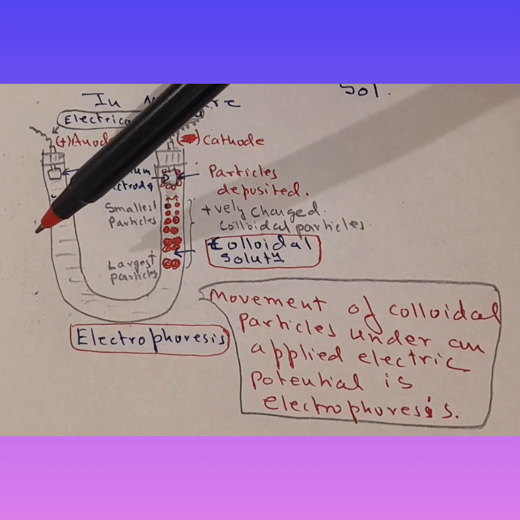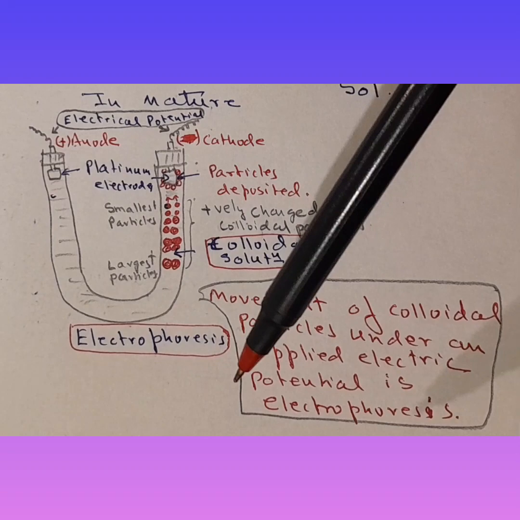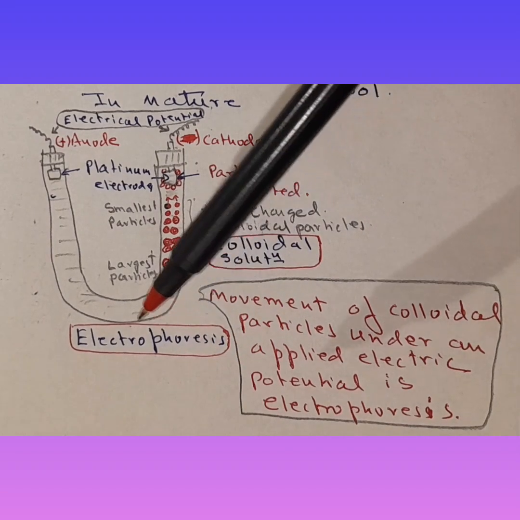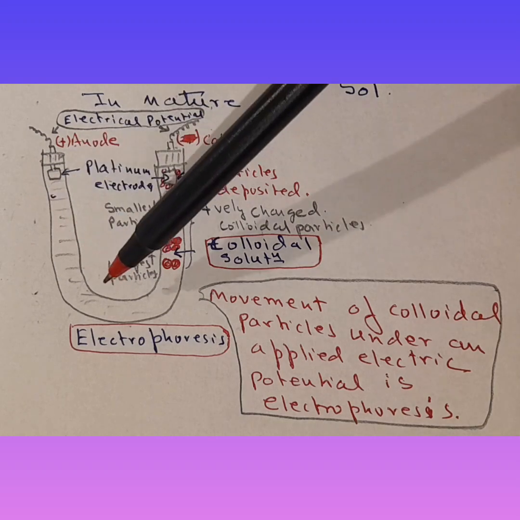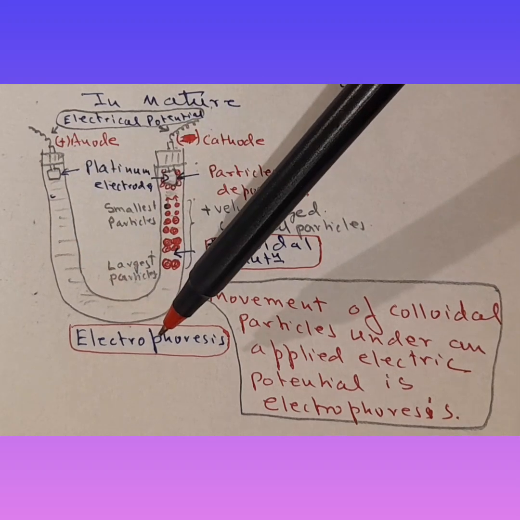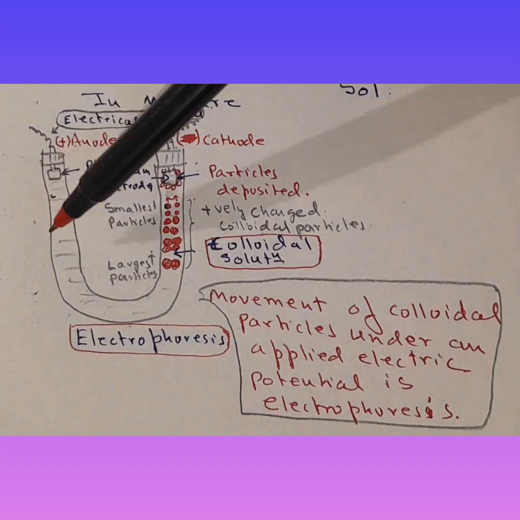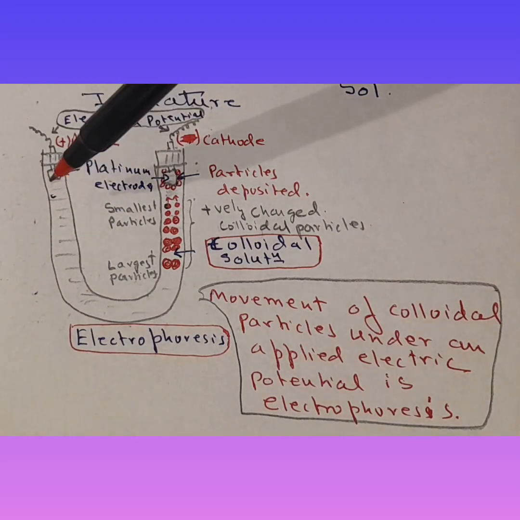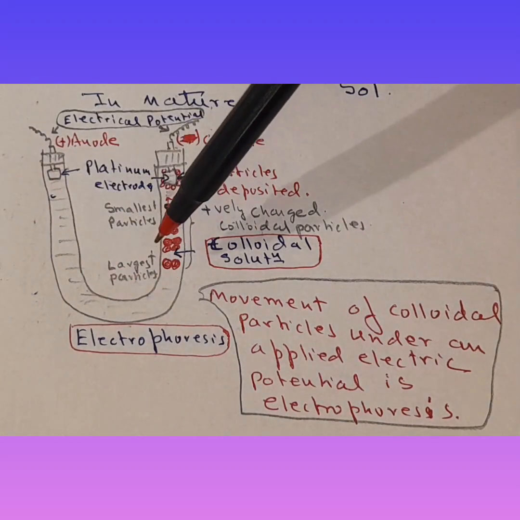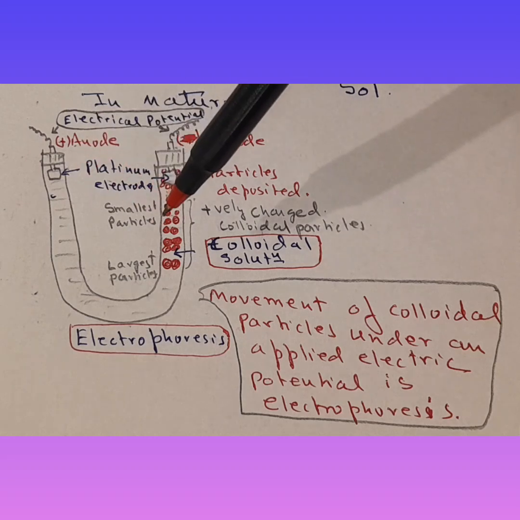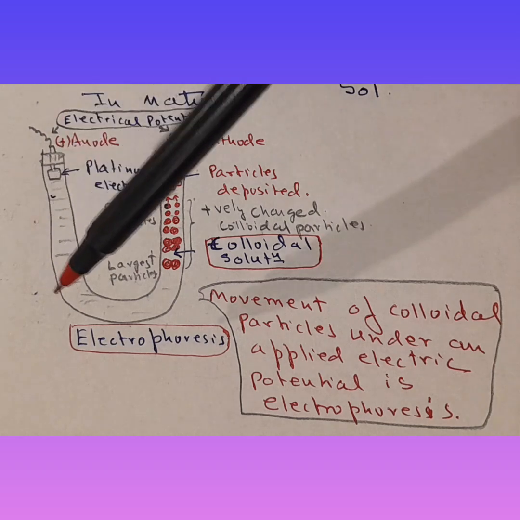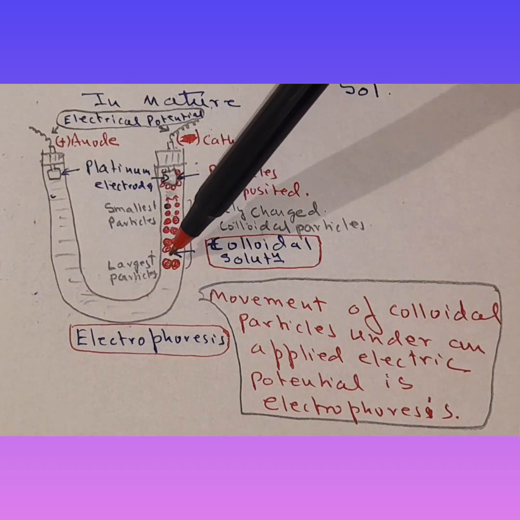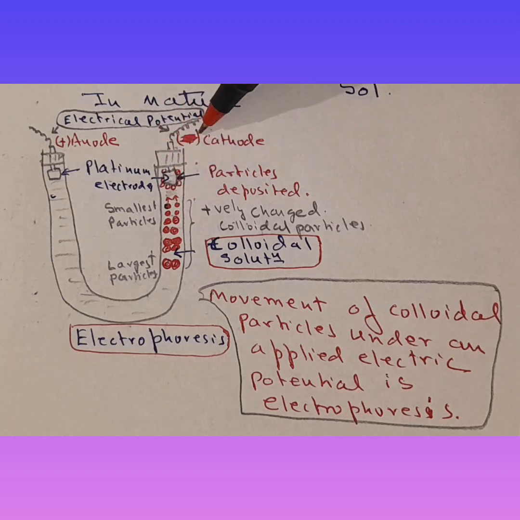So the dispersed phase is positively charged. Positively charged means obviously, we saw hemoglobin to be positively charged. So it has got positively charged colloidal particles. Now what happens is, as electrical potential is applied, molecules of hemoglobin would be moving towards the cathode.